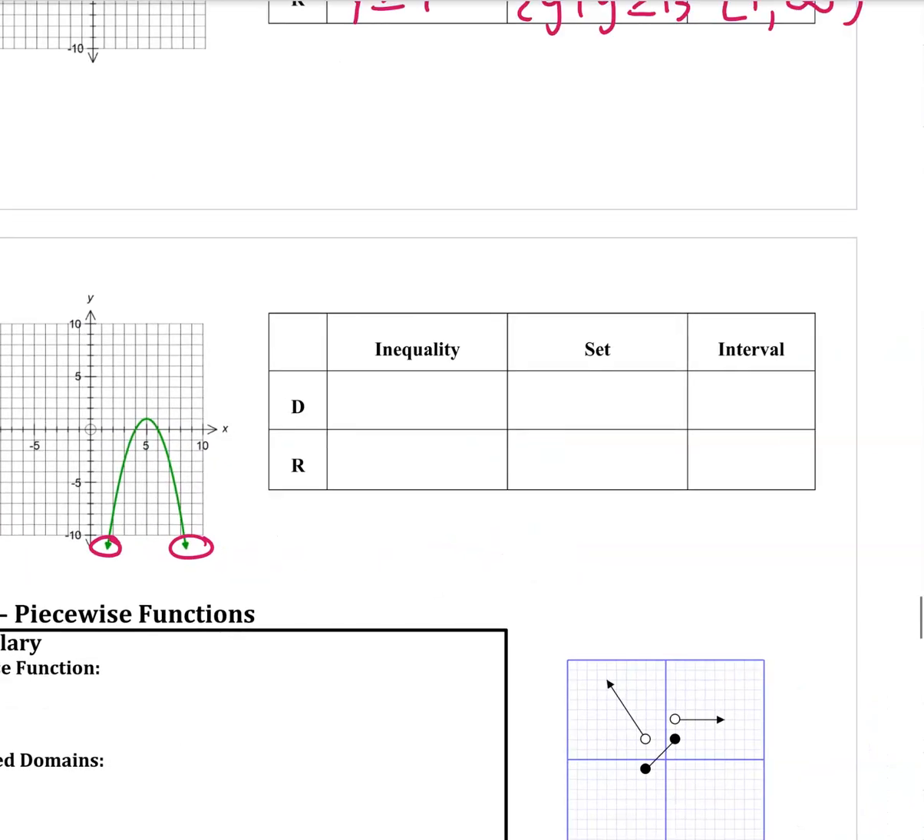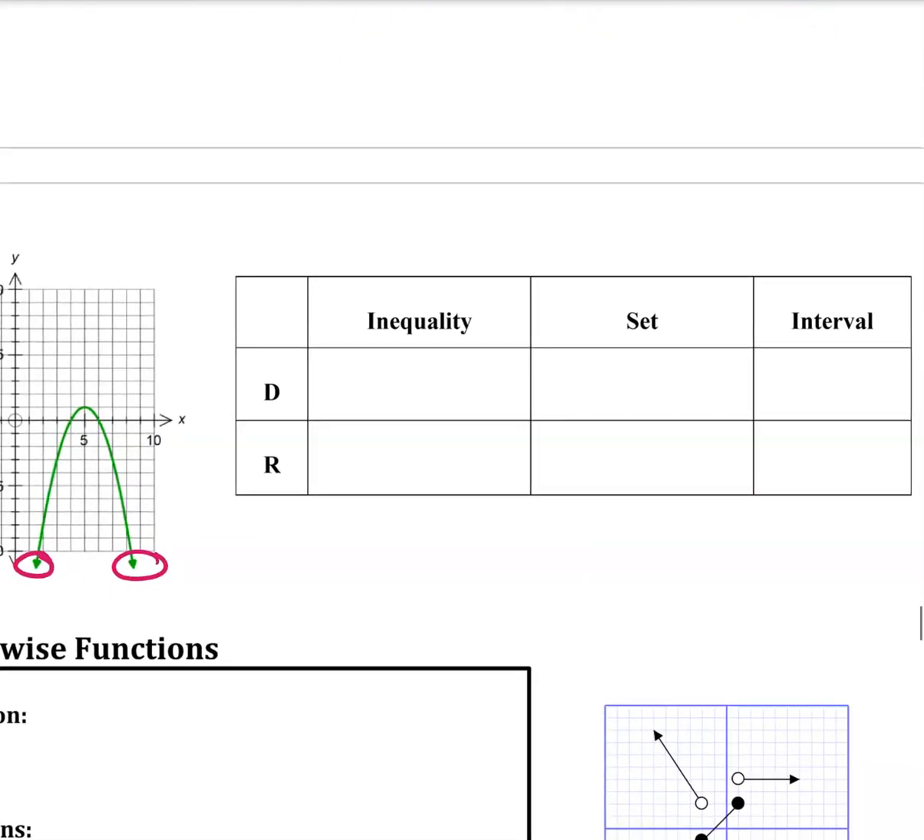Okay, so with the inequality, for me personally, I'm fine with you writing all real numbers. I'm not really sure what your other teachers would like you to do, because the correct inequality notation is negative infinity, less than x, less than infinity. But I accept this, you'll have to check with your teacher.